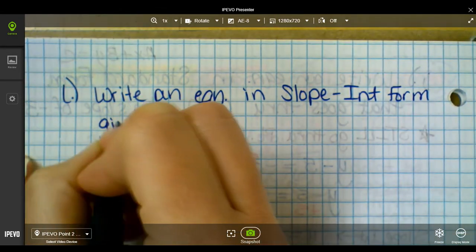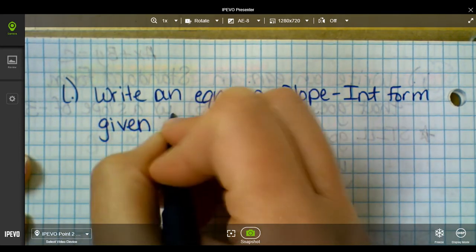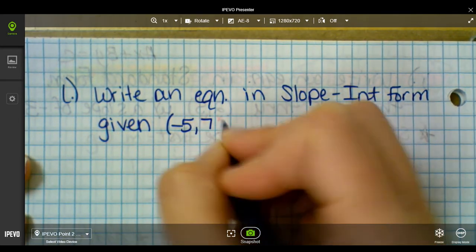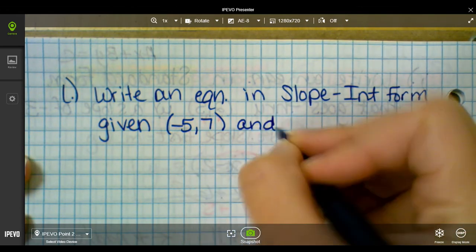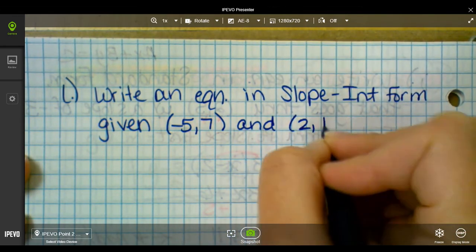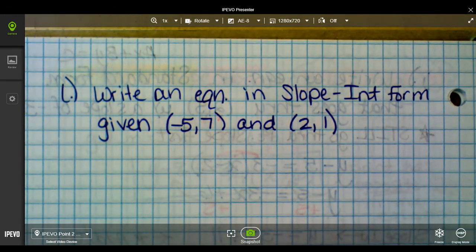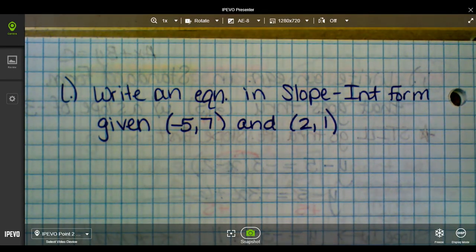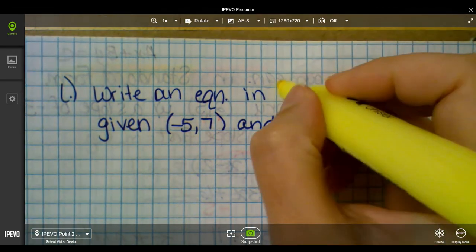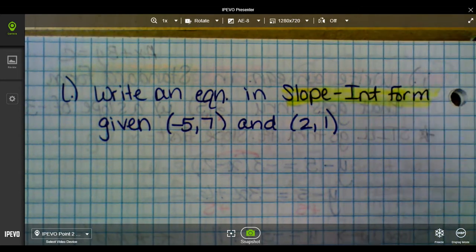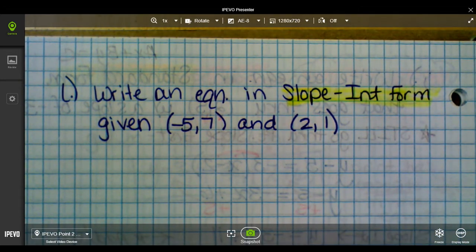Given (-5, 7) and (2, 1). So this one is a little bit different. Again, we're trying to get into slope-intercept form, but what are the two things I need to get to slope-intercept form? I would need a slope and a y-intercept.